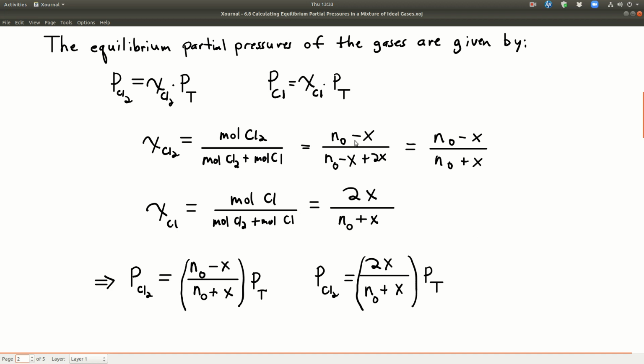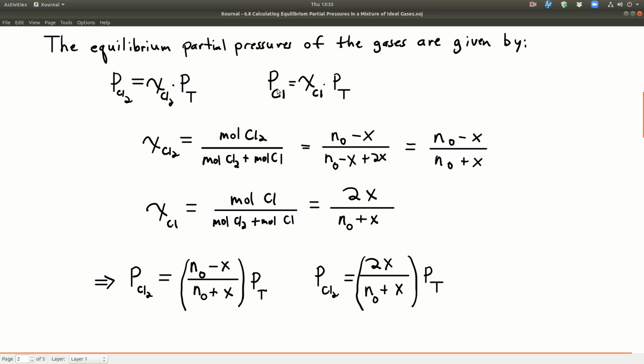So the definition of partial pressure is the mole fraction of that gas times the total pressure in the container. So the partial pressure of chlorine would be the mole fraction of chlorine times the total pressure. Once more, guys, watch out for these X's. This is a chi, which stands for mole fraction. The X's stand for moles, how much is lost or gained.